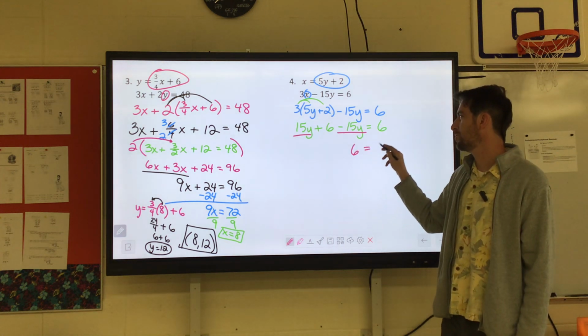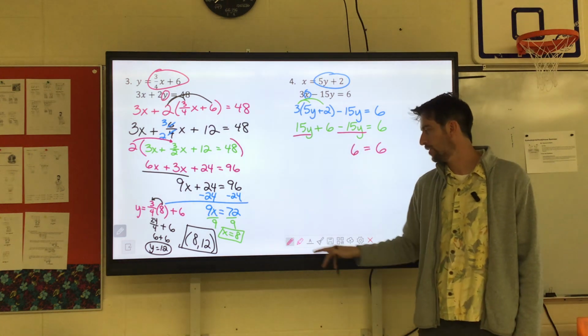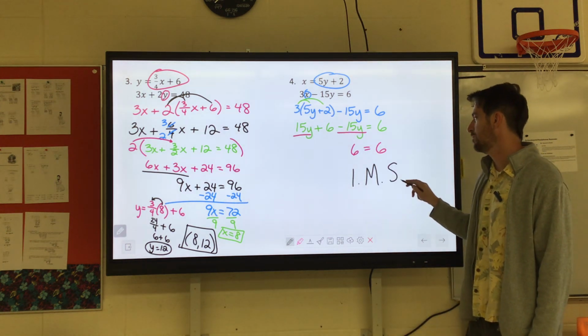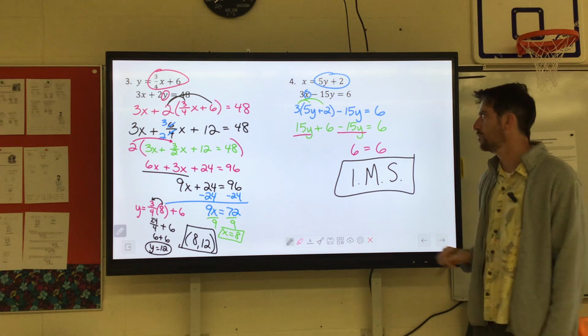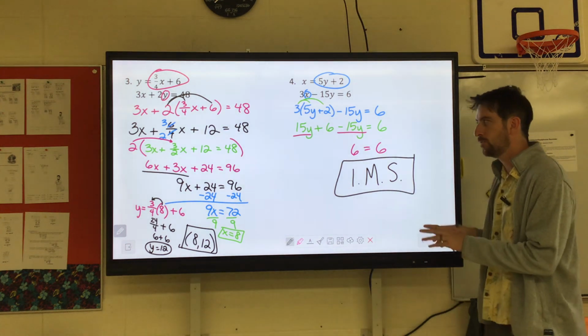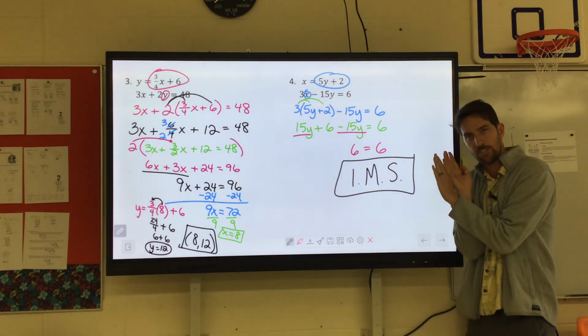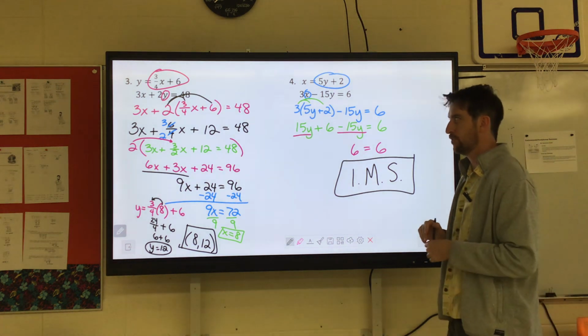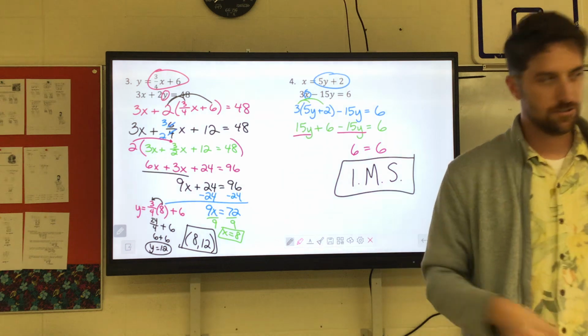We got 6 equals 6. That's true. 6 does equal 6. So that's our other special one, IMS, which again means infinitely many solutions. If we were to graph these two lines, they would perfectly overlap each other, and there would be infinite decimal answers that show up on both lines. Look at that. Substitution.